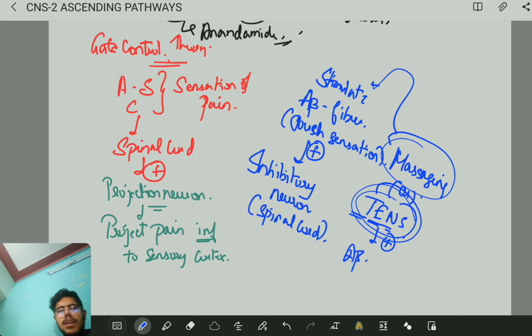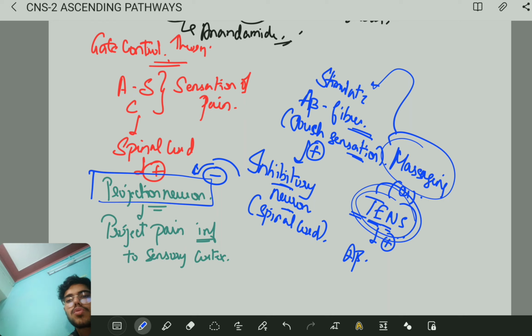Listen carefully. When you're going under massaging or TENS, it is going to stimulate your A beta fibers, that is the touch sensation, which activates your inhibitory neuron in the spinal cord, and this inhibitory neuron is going to inhibit your projection neuron. So pain perception is inhibited. This is called the gate control theory. Just write this down, you get beautiful marks.